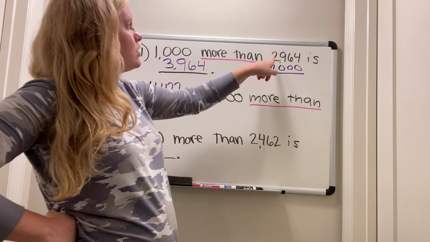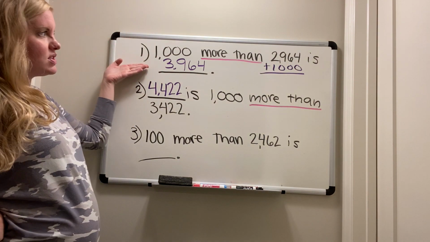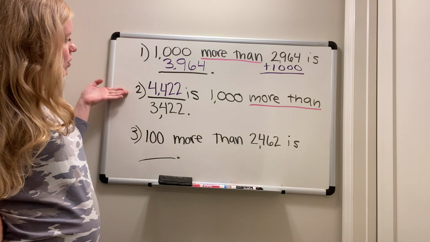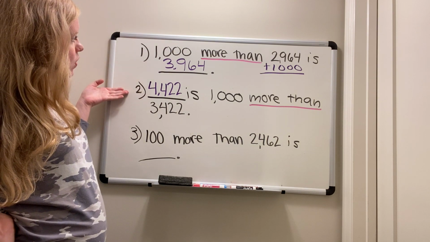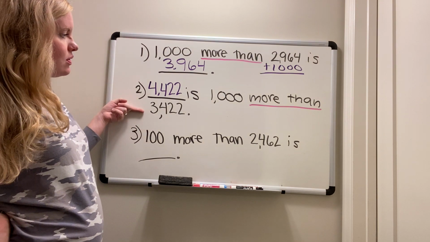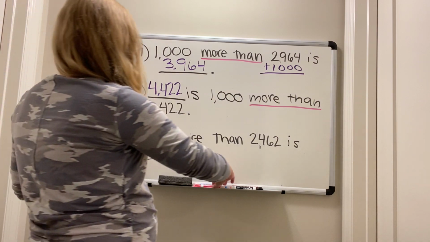Let's read this together to make sure it makes sense, starting with number 1. 1,000 more than 2,964 is 3,964. That makes sense. Okay, number 2. 4,422 is 1,000 more than 3,422. That makes sense too, right?